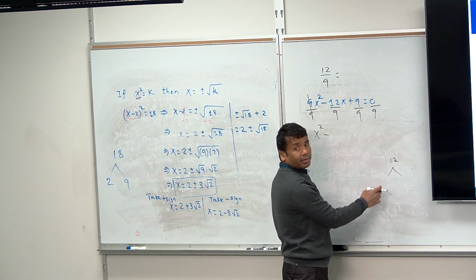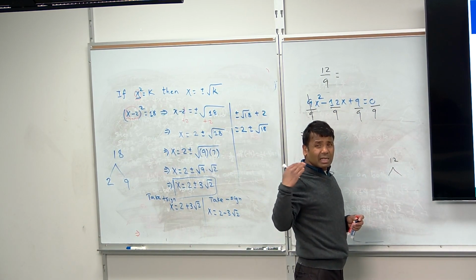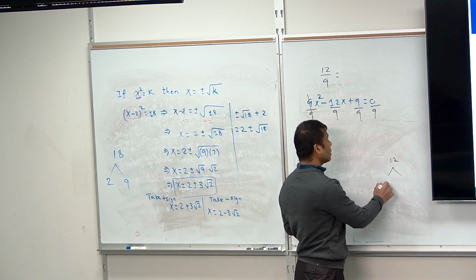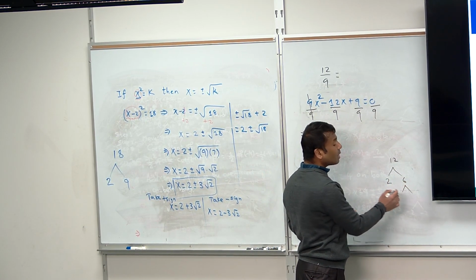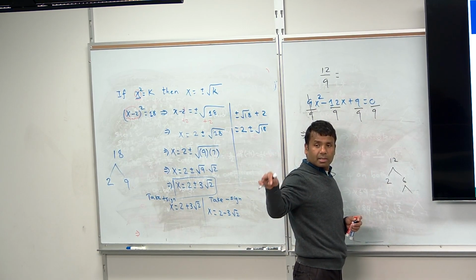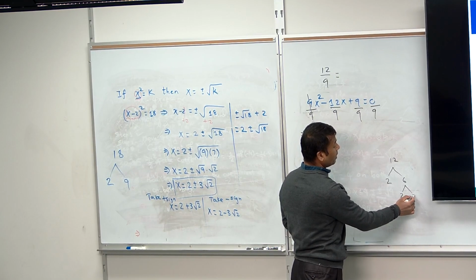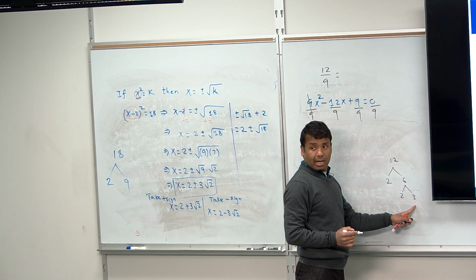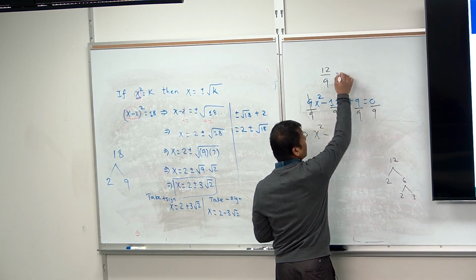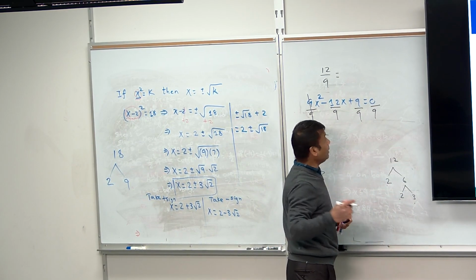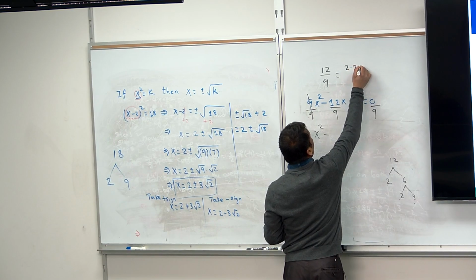What is the prime factorization of 12? What is the least prime number that divides 12? 2. 2 times 6. What is the least prime number that divides 6? 2. Yes, 2 and 3. Now you stop because both are prime numbers, right? So 12 is 2 times 2 times 3. Agree?